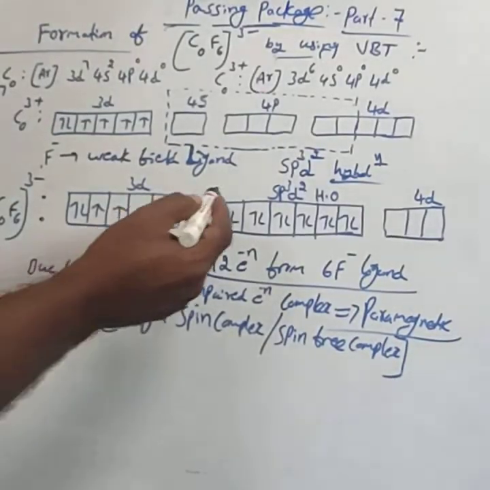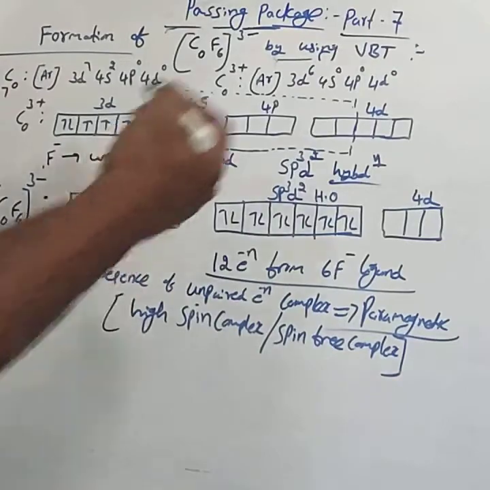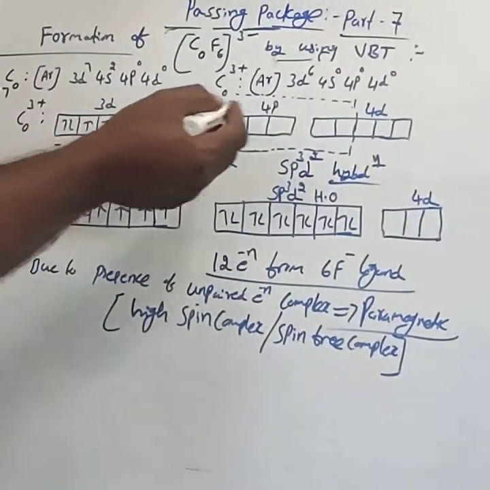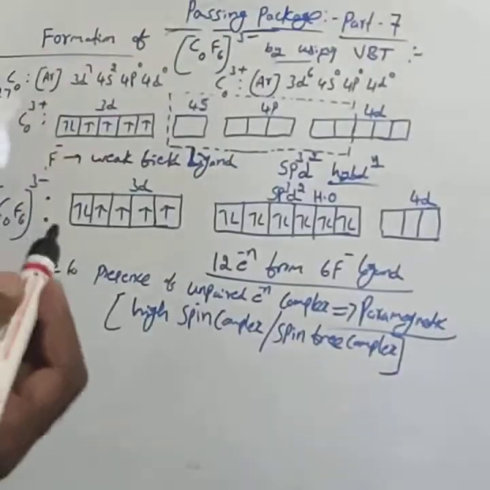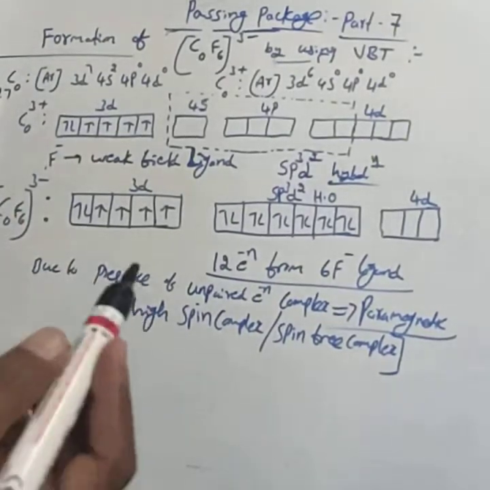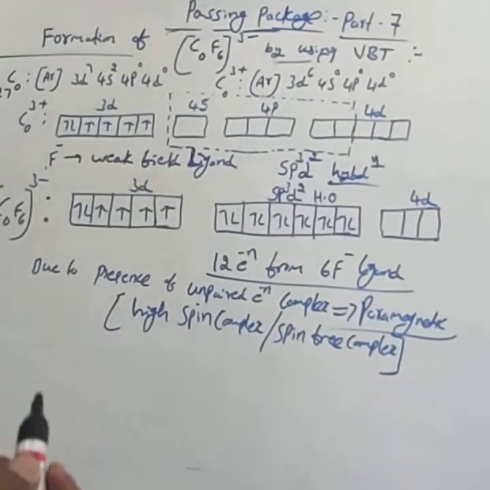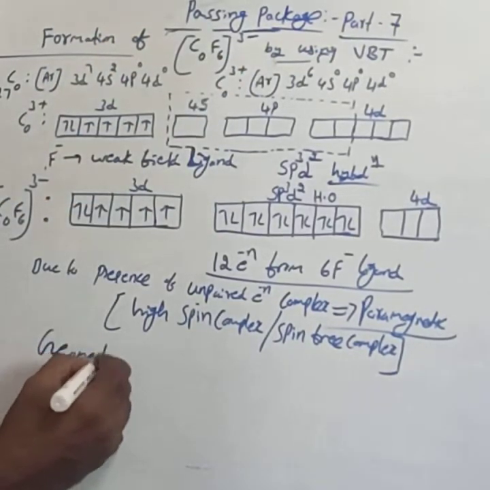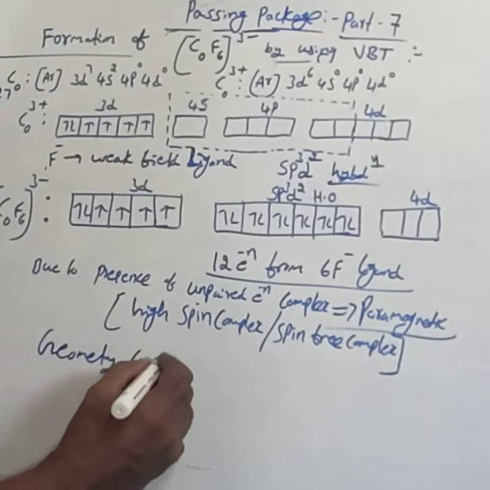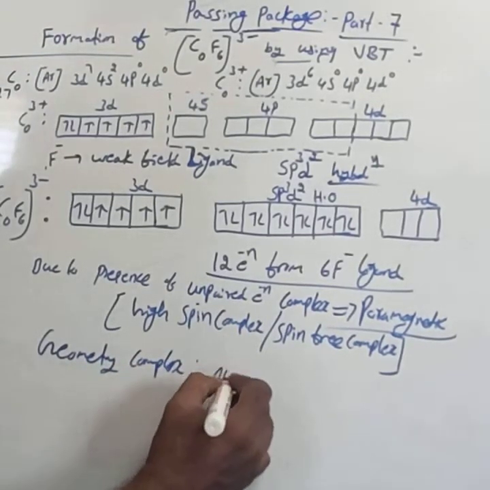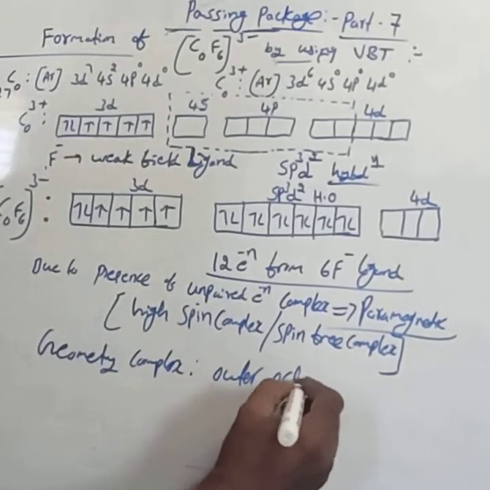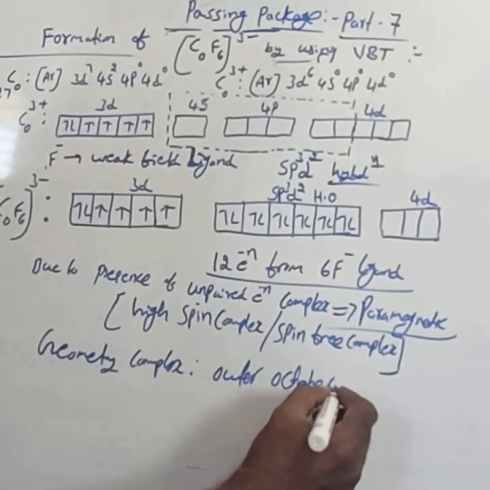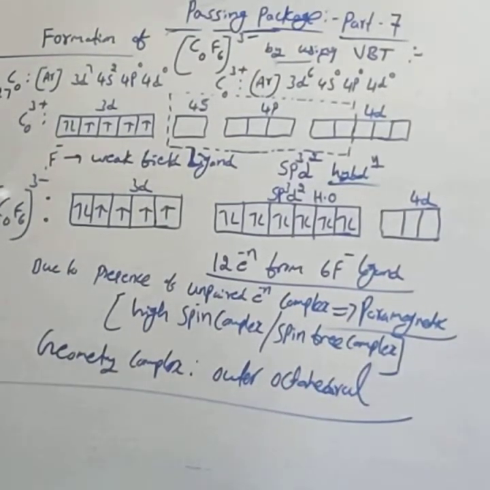Then this complex involves outer orbitals: outer s orbital, outer p orbitals and outer d orbitals, 4s, 4p and 4d. Outer orbitals are involved in the hybridization. Hence the geometry of the complex is outer octahedral. This is about the formation of [CoF6]3- by using valence bond theory.